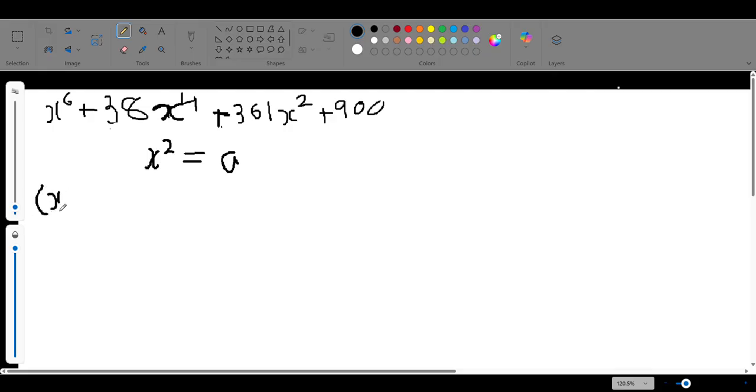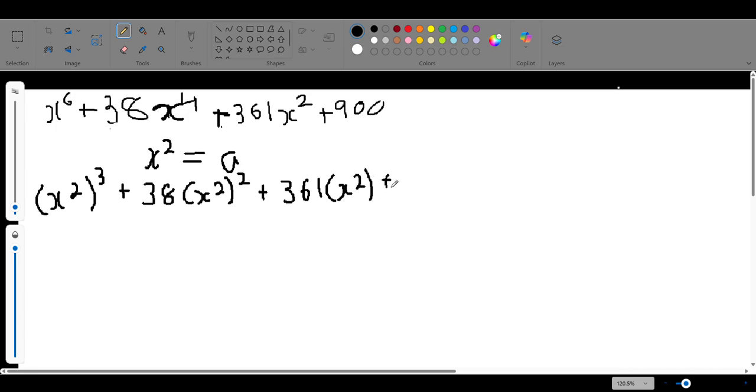First, I'm going to take out x squared out of all the terms that have x's in them. My bad, this would be 3, this would be 38 x squared, plus 361. And since 361 already has an x squared, we don't have to do anything to it. Plus 900.